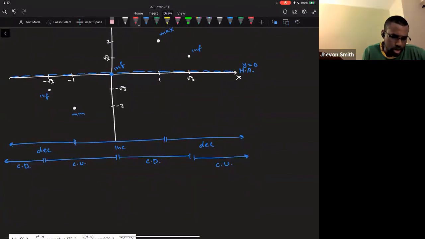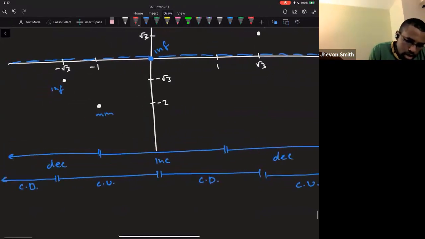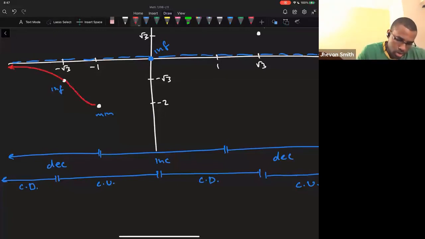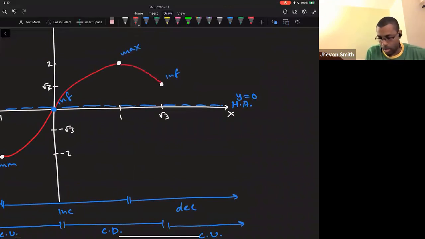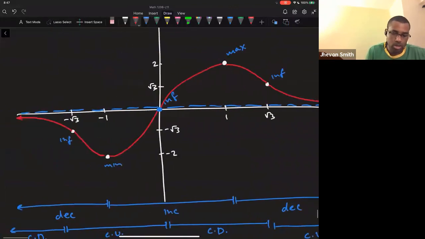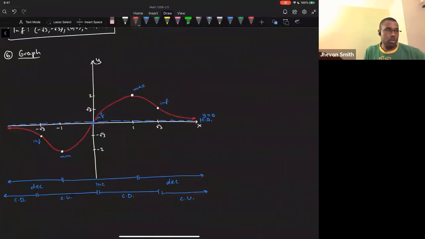So I should be decreasing. I know I have a horizontal asymptote, concave down, which means I should look down like a frown. Here I'm up like a cup, still up like a cup, but increasing. Down like a frown, but increasing. Down like a frown, but decreasing. Up like a cup, but decreasing. So that would be your graph.